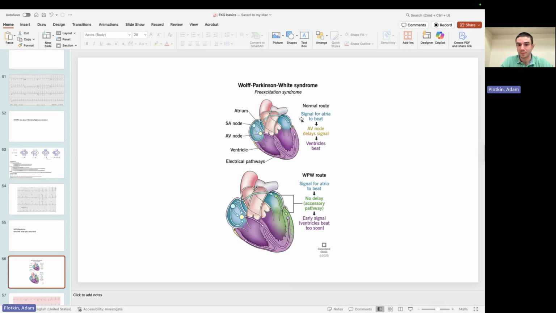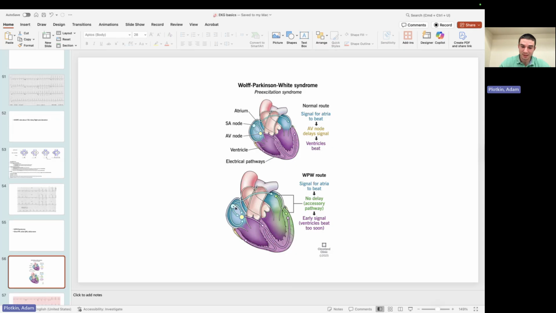So for this one, the normal route is the signal for the atria to beat. The AV node delays the signal, and then the ventricles beat. SA node, AV node, down through the bundle of His, through the pathways to the ventricle. In Wolff-Parkinson-White, we have an abnormal accessory pathway. Now, this is happening outside the AV node, but it's the same concept: things just go in a loop over and over again. This abnormal pathway tends to be what's called the bundle of Kent.